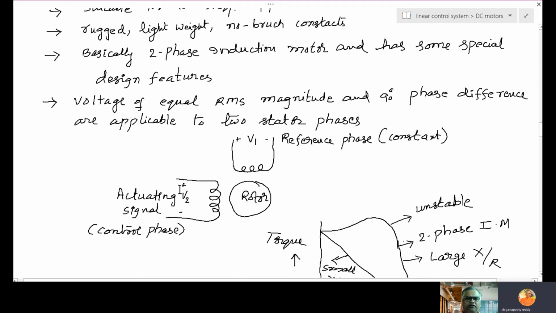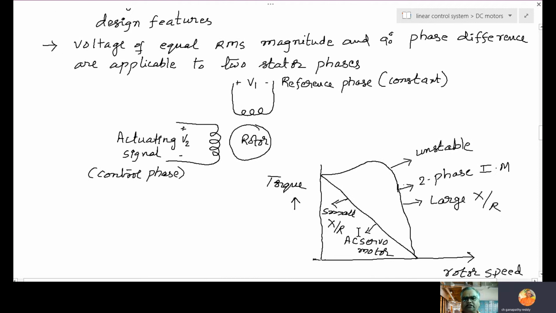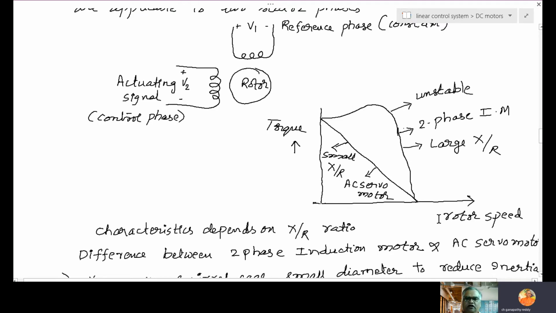These important highlights you write, show the equivalent circuit, and these characteristics are important: torque versus speed. If you see, the top one is for the two-phase induction motor. Its speed versus torque characteristic is like this, whereas for a servo motor, torque versus speed is a straight line. Why are we not using the two-phase induction motor? Because it is unstable.